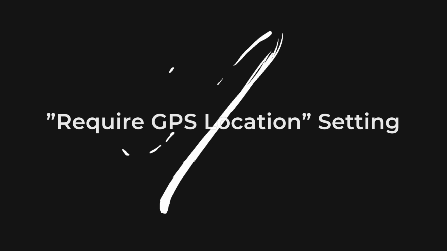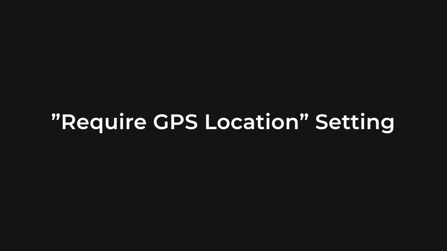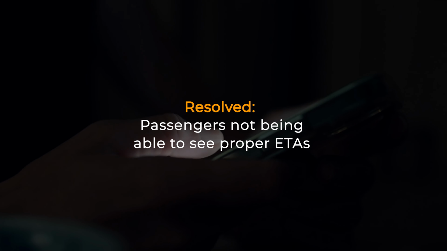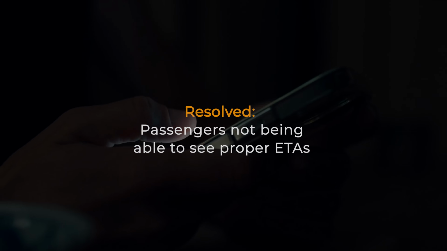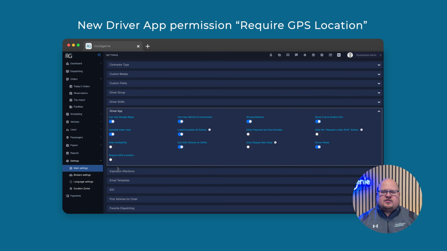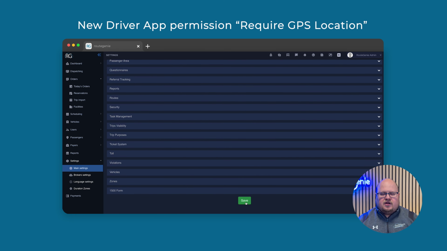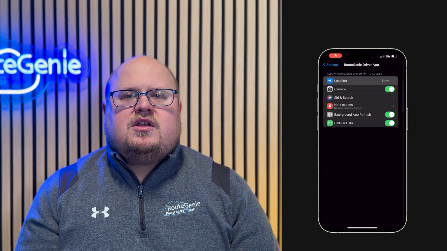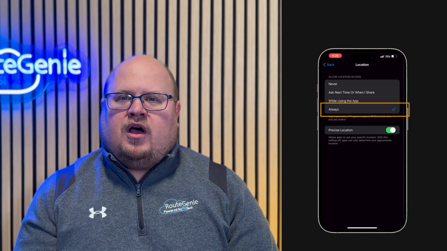Another big one, the GPS location required setting. We just get a lot of problems with people not being able to see proper ETAs, not collecting GPS information because drivers just did not give the app GPS permissions. So now we've set it up that if the app does not have GPS permission, the driver essentially won't be able to move forward and do anything in the app outside of giving the app GPS permission. So we have to have at least allow while the app is open, or you can have always allow.